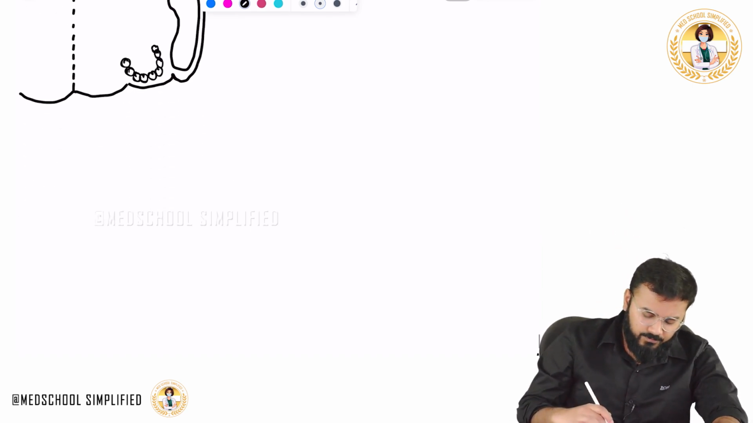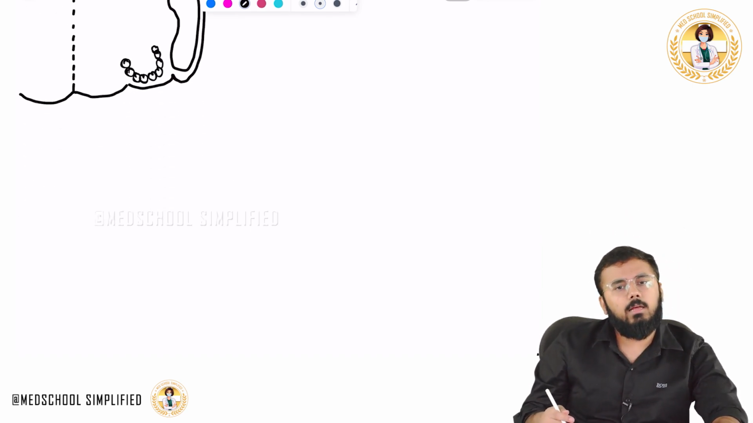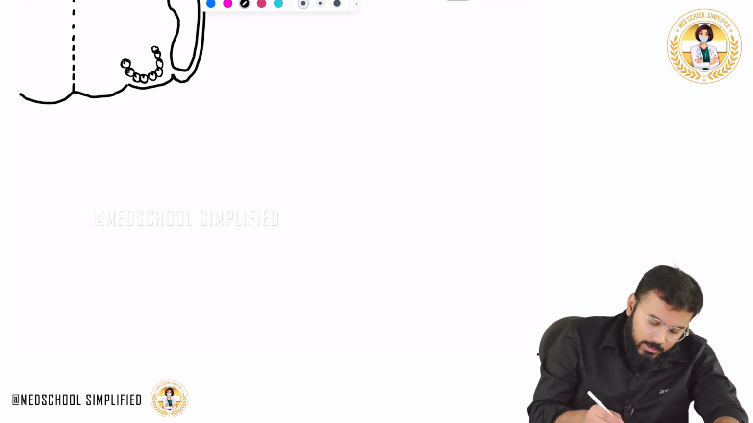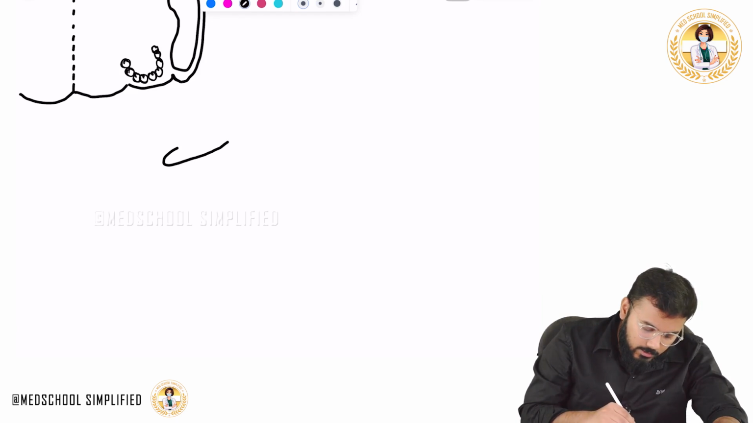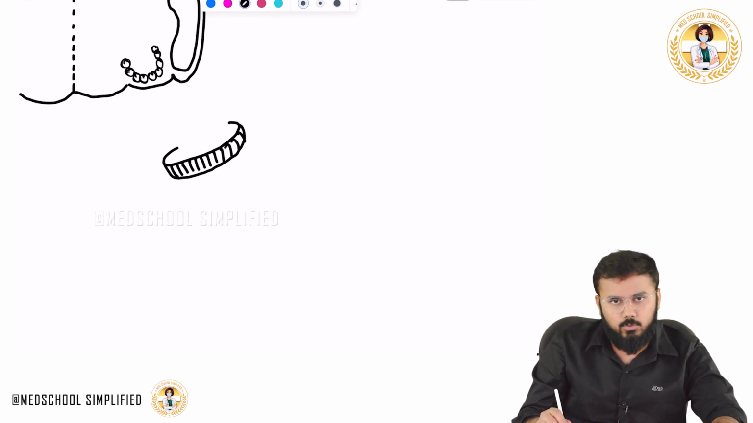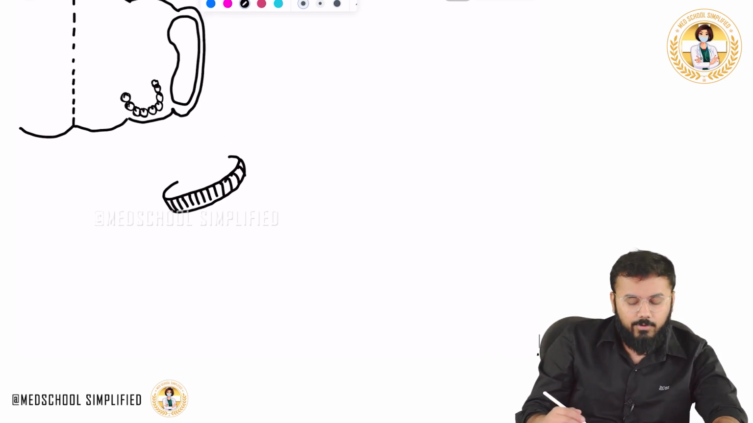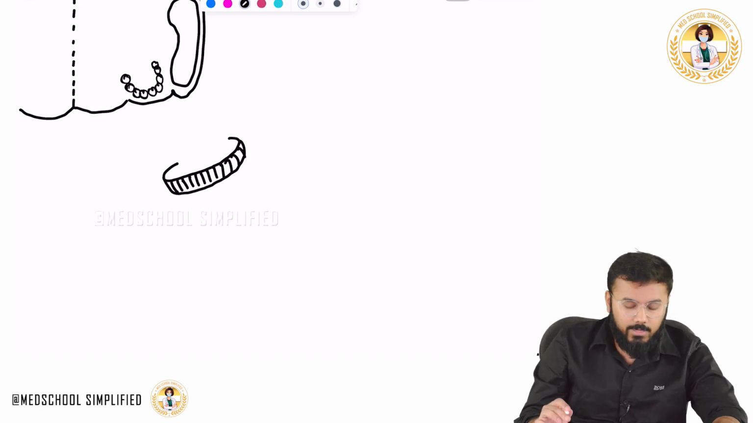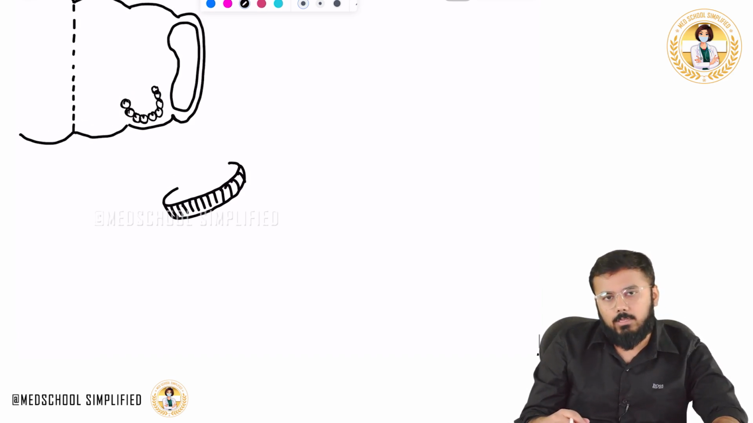Now down here there are a few more important structures. For example, here you have a foramen. The opening located over here is called your jugular foramen. Now, from where does the glossopharyngeal nerve basically arise? The glossopharyngeal nerve arises between the inferior cerebellar peduncle and the olives.